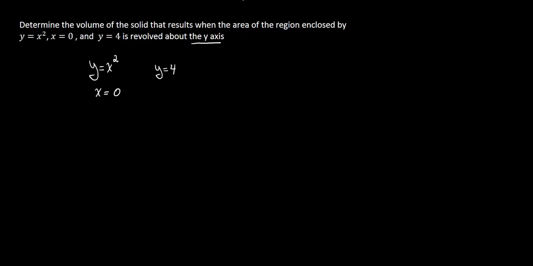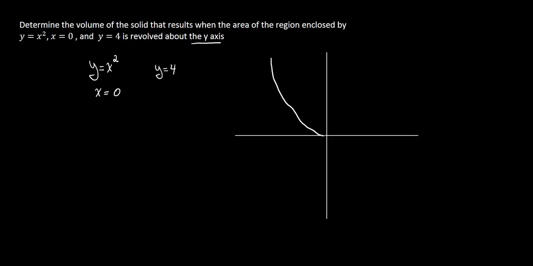The first thing I like to do with any of these problems is give myself an idea of what I am working with. These are not perfect depictions. This is the parabola y equals x squared. I like to use a lot of space, which helps me tremendously. Then I have the line x equals 0, which I'll do in red. It's a vertical line that runs right down the y-axis. So this is x equals 0.